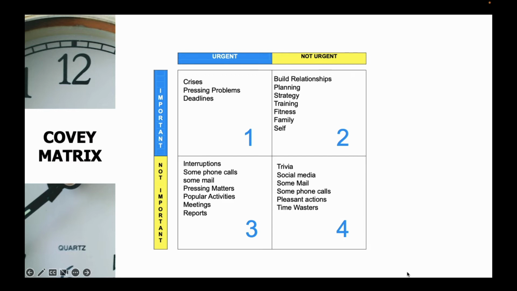And then the last one are things that are not important and not urgent. And they're typically trivia and social media in some cases. I know social media can be a business tool, but often it's not. We're just using it for recreational purposes, and a lot of things that are just time wasters, the footy pools and all that sort of stuff. Now, I'm not saying don't do those things, but if you're going to be productive, you need to be able to do those at the right time.